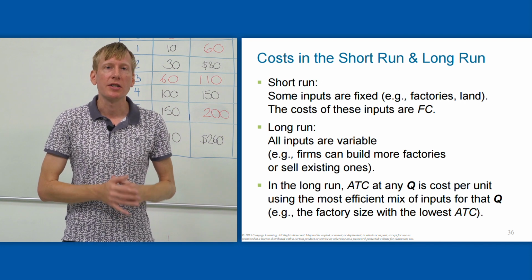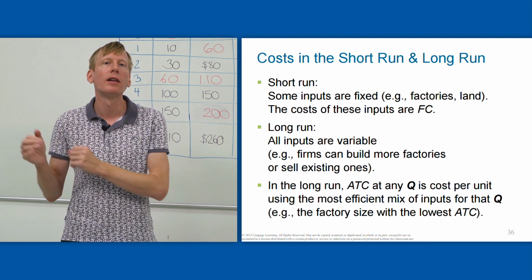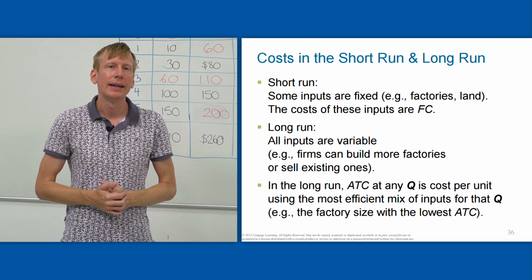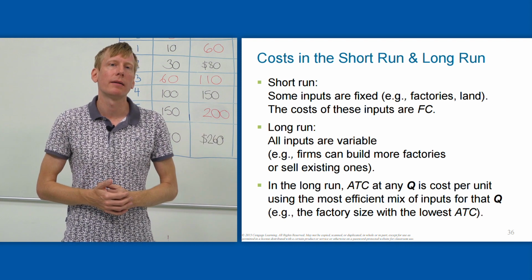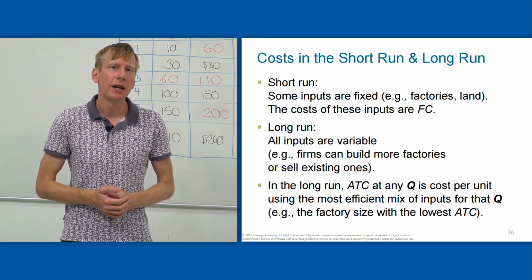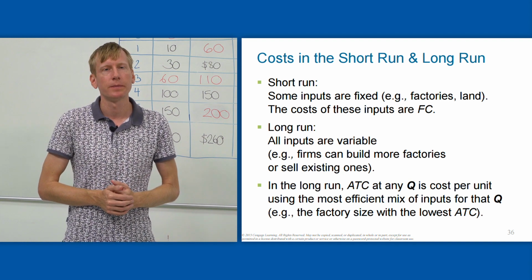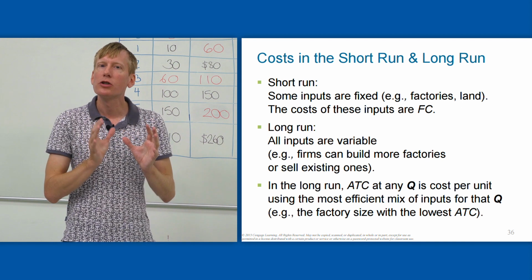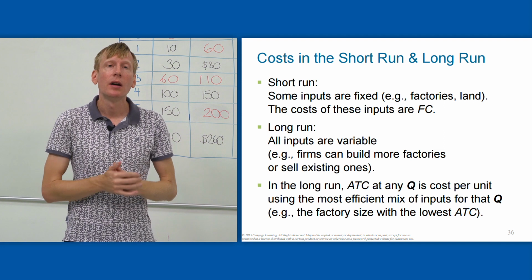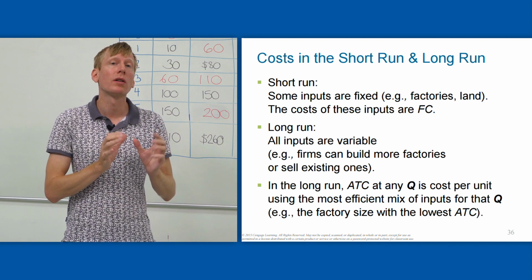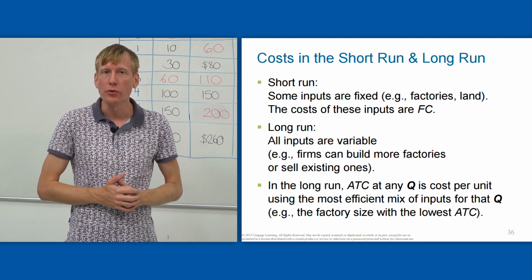Now, we could have a small factory in the short run, or a medium factory in the short run, or a large factory in the short run. In the long run, we can choose whichever size factory we want, depending on what's best for us. But in the short run, we have to continue using the factory that we have. And the short run, where we have to continue using the factory that we have, will have different average total cost curves depending on which factory size we chose.